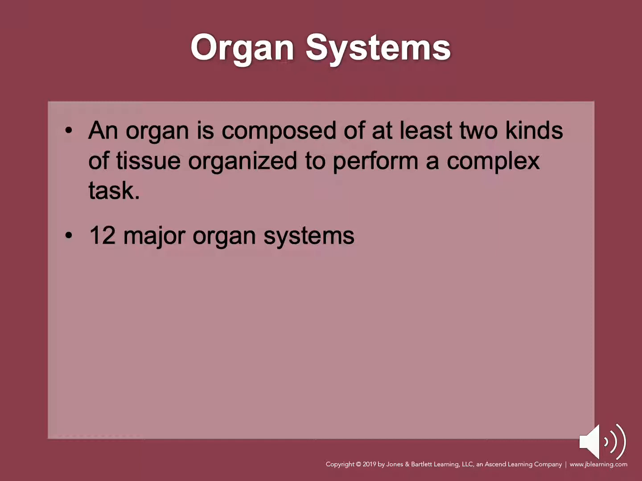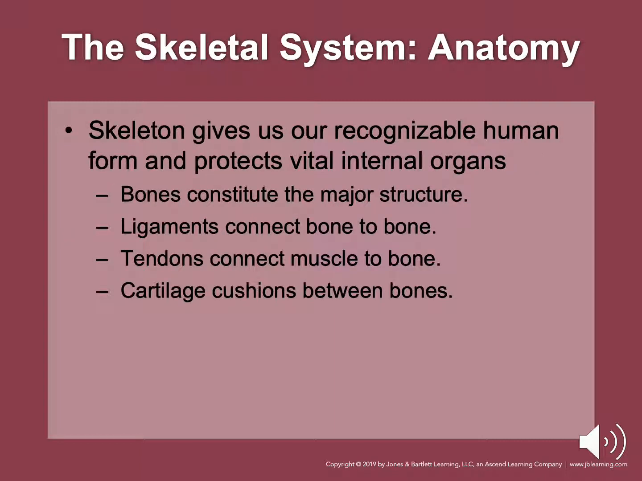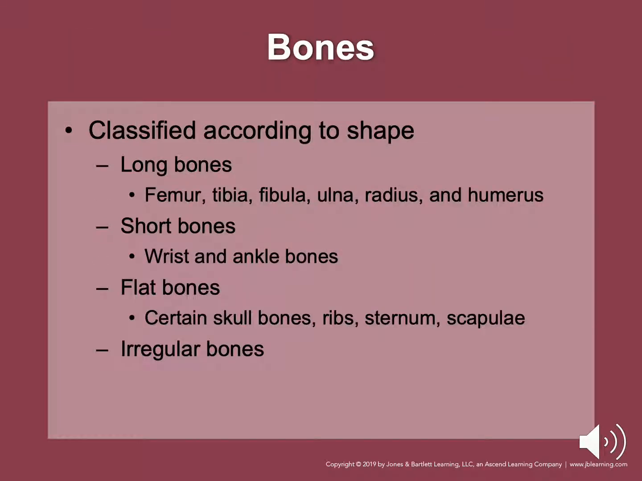All right, organ systems. An organ is composed of at least two kinds of tissue organized to form a complex task. There are 12 major organ systems. So the skeletal system gives us our recognizable human form and protects vital internal organs. Okay, so bones give structure; ligaments go bone to bone, tendons go muscle to bone, and the cartilage tissues go between the bones. The bones are long bones, short bones, flat bones, and then irregular bones.